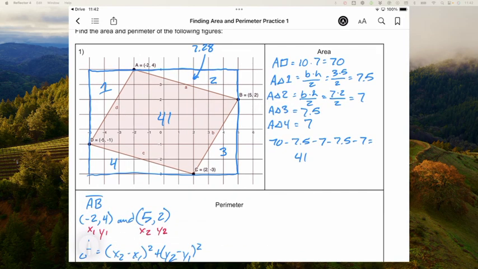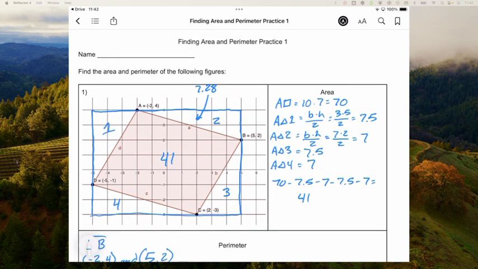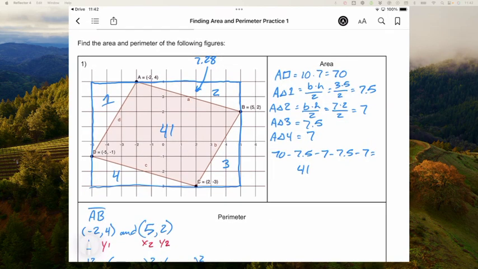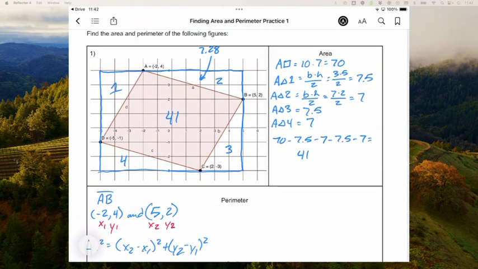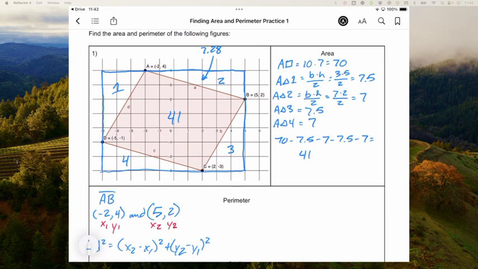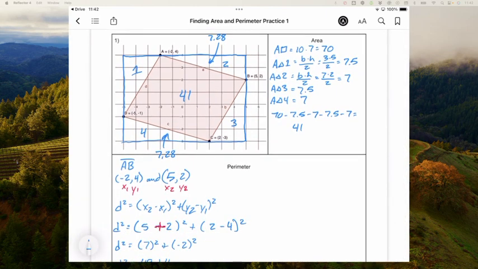And if I recognize this as a rectangle, well, maybe not a rectangle, it might be a rhombus of some kind, but the AB and CD are the exact same length, and so that is also going to be 7.28. Now we need to do the distance formula a second time. This time I will do AD.